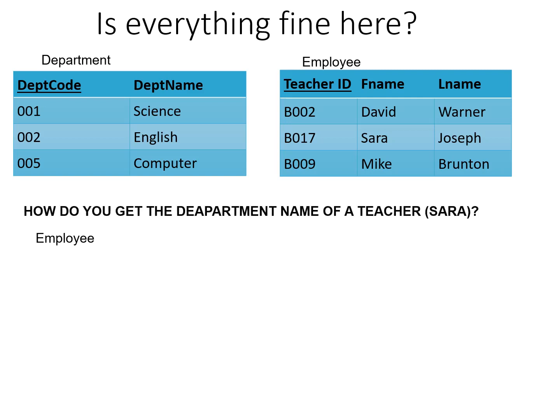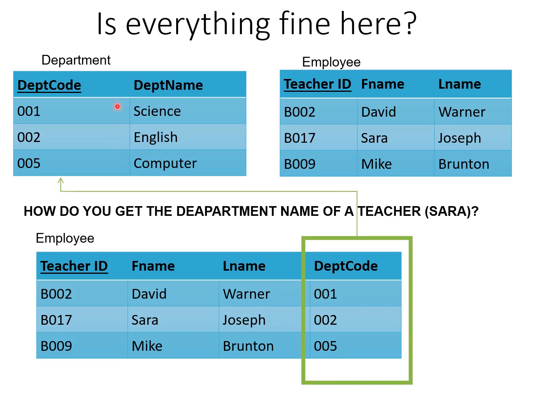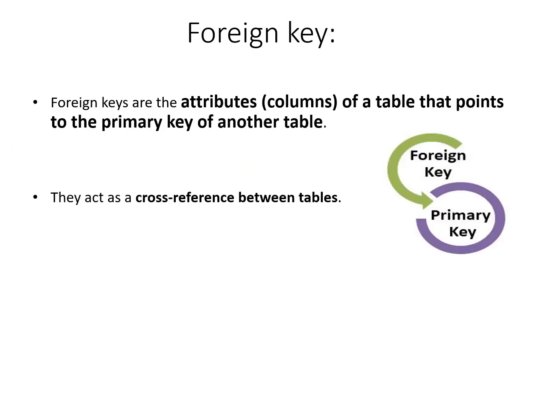So if you look at this, how did you get the department name of a teacher, Sarah? So you want to find out the department name of the teacher, Sarah. In such cases, you have a department table, you have an employee table, and there is a relationship between them, but that is not mentioned here, right? So in such cases, what you need to do is include in the teacher table the department code so that you have a relationship with the department table. Okay, so you have a relationship now. So this is nothing but the foreign key.